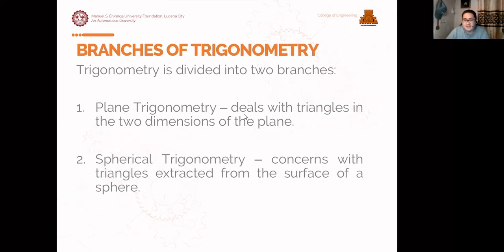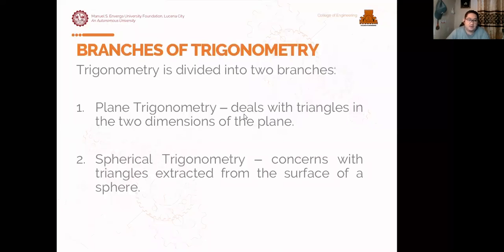Next is yung branches ng trigonometry natin. So trigonometry is basically divided into two branches. We have yung plane trigonometry and spherical trigonometry. So for our subject, we will be discussing both. Pero for this session, we will just focus on plane trigonometry or yung trigonometry na nagde-deal with triangles in two dimensions of the plane. So meaning two dimensions of the plane, it's either XY axis lang tayo, no? So ibig sabihin yung Cartesian coordinate system natin ay XY lang. So kasi tinawag na plane trigonometry.